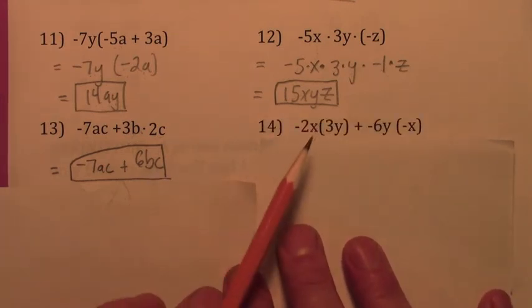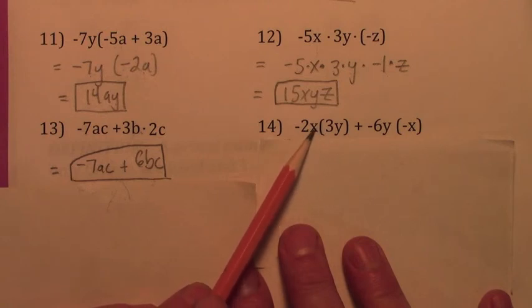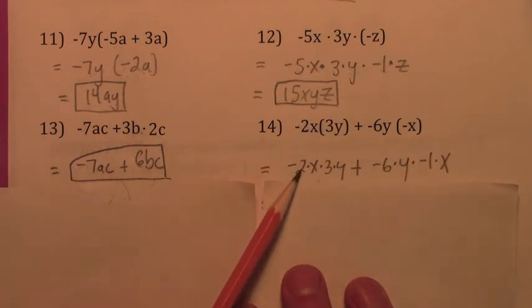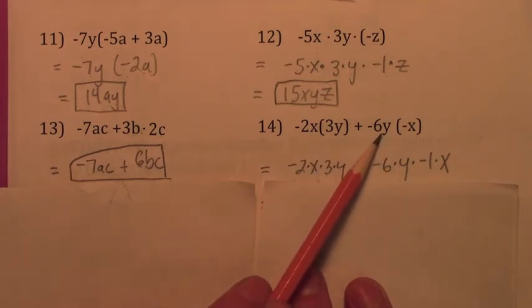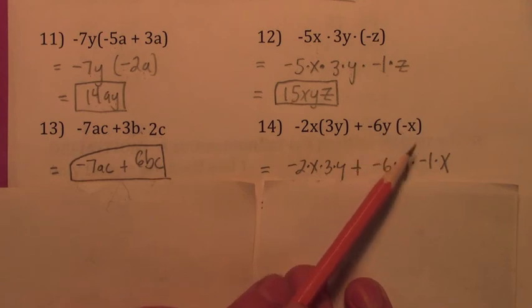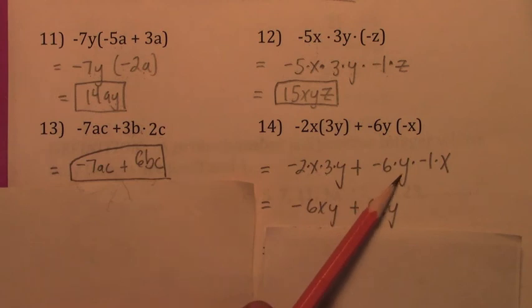This last one. If you wanted to simplify this, you could multiply these two together. Remember, this is negative 2 times x times 3 times y. So that's going to be negative 6xy, right? On this one, though, this is negative 6 times y times negative 1 times x. You can multiply the negative 6 times the negative 1 and get positive 6xy.